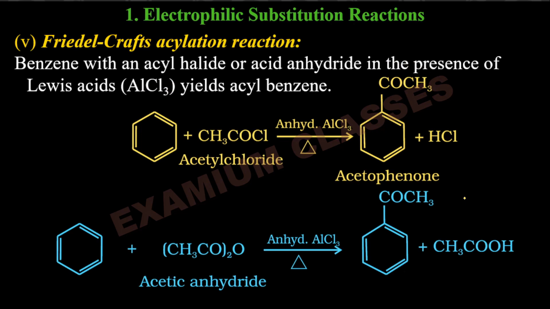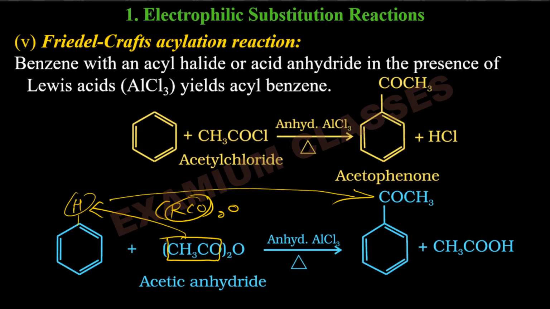Another example, but here with acetic anhydride. So we can use acetic anhydride. I have already told you what is the form of acetic anhydride. This is acetic anhydride of RCO whole twice O. This also has this acyl group. So this acyl group will again replace the hydrogen here and will get attached here. So the same compound you will get, acetophenone. The only difference will be that instead of HCl, now you will get CH3COOH, acetic acid. So that completes the electrophilic substitution reactions of benzene.